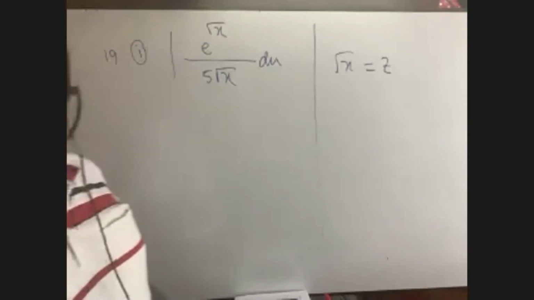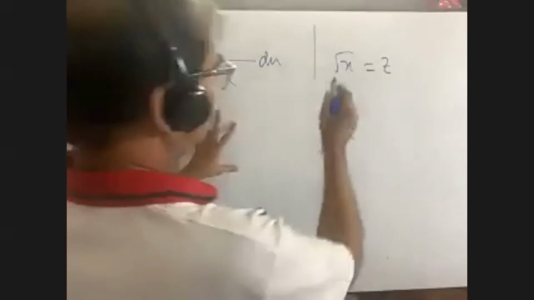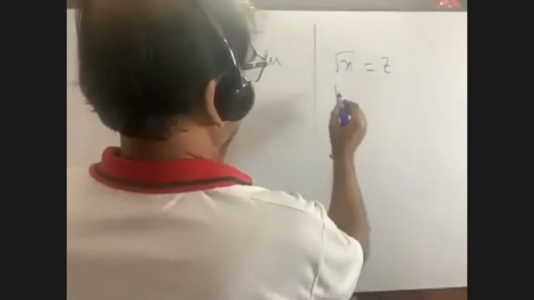Okay. So now what are we getting here, you see. Okay, it's okay. Root x equals what? Let me know. 1 by 2 root x.